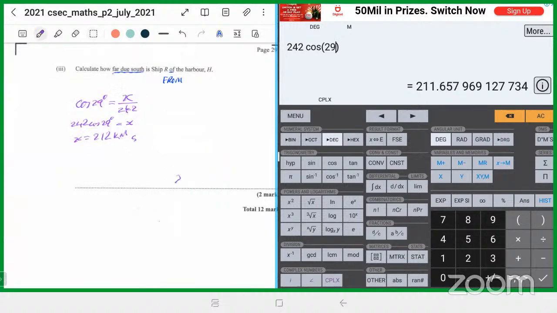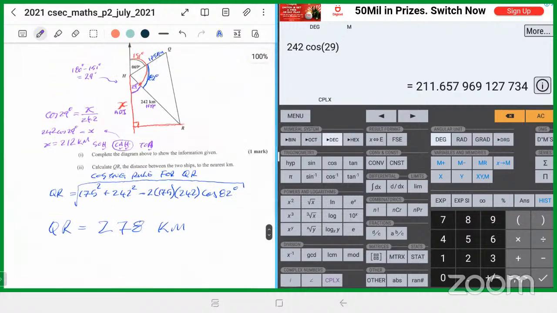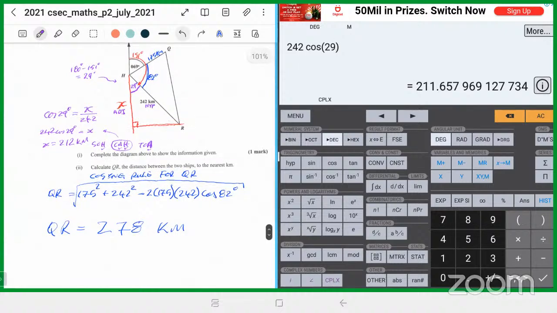So the distance that I want is 212 kilometers. That's how far south it is. If I want how far east, which will be this distance, you just use sine, because this will be the opposite. So you use sine equals opposite over hypotenuse instead, if they wanted how far east. Well, that is it, guys.